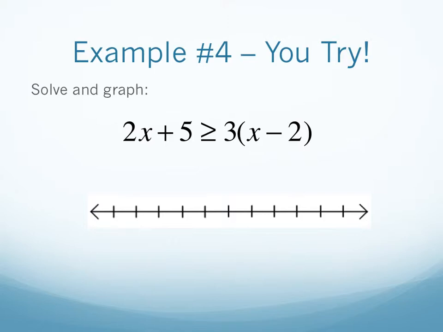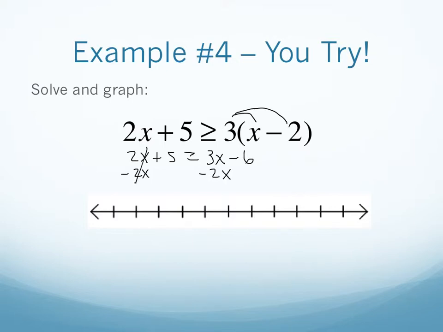Okay, let's see how we did. First thing that you should have done is distribute that 3 on the right side. So the left side stays 2x plus 5. The right side, when I distribute my 3, is going to become 3x minus 6. Okay, now I need to get all the x's to one side. So I'm going to subtract 2x from both sides.